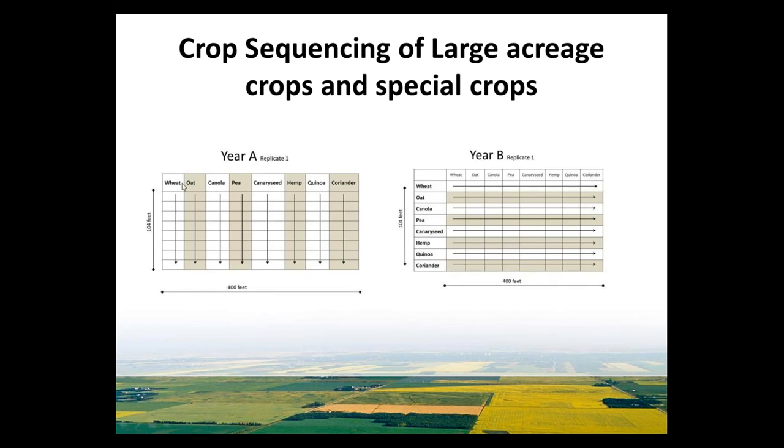In year A, we seed the wheat down the row in a block, and oats, canola, and so forth. And then in year B, we seed wheat across each of the stubbles: wheat, oat, canola, pea, canary seed, hemp, quinoa, and coriander. That ends up being a very big trial because this is just one rep, and you can see it's 104 feet by 400 feet when we're all done.